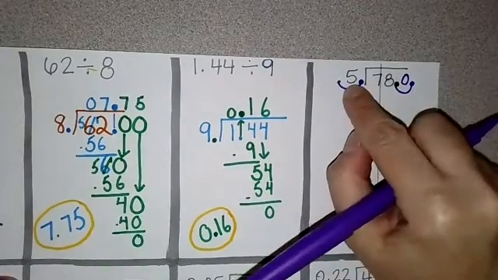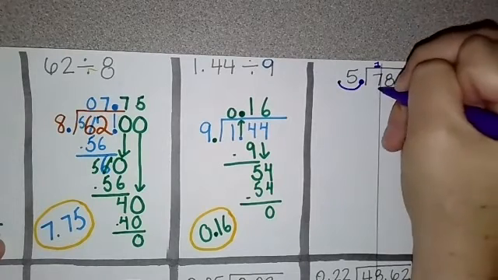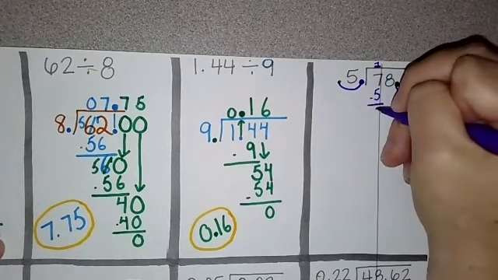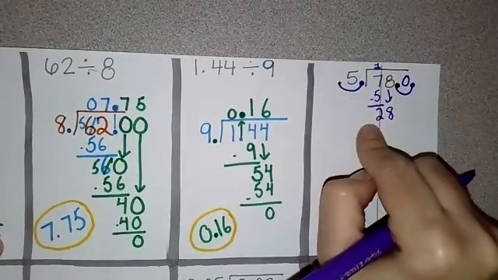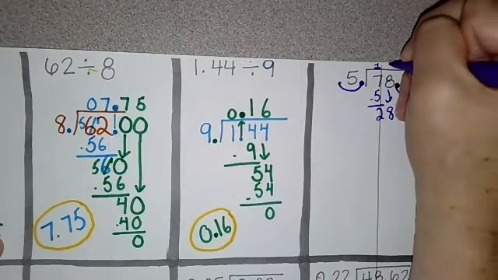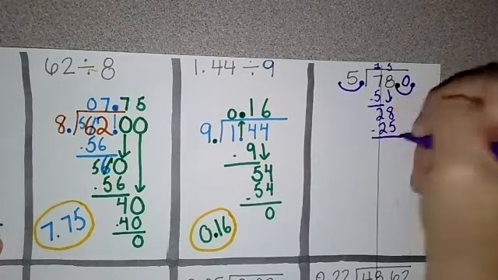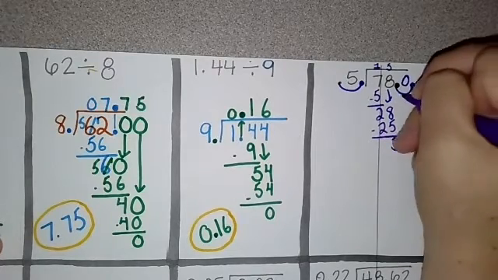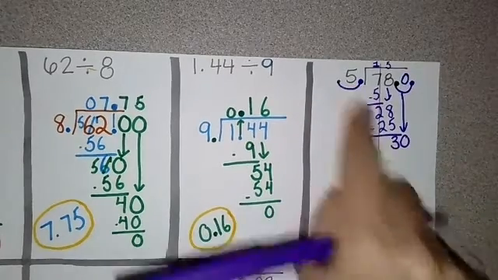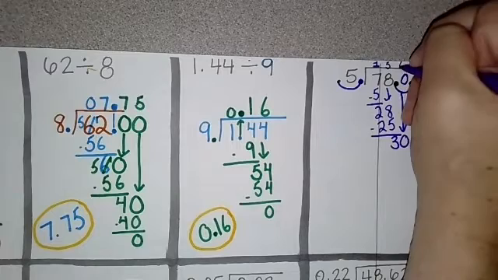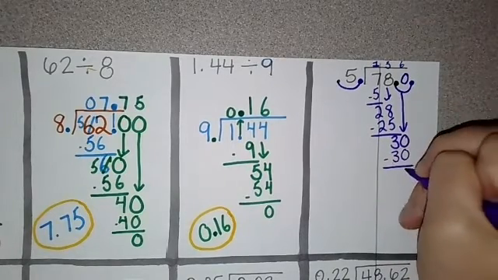Maya, you're up. Maya, how many 5s are in 7? What's 1 times 5? 7 minus 5. Bring down the 8. Maya, how many 5s are in 28? 5 times 5 is? When I subtract, I get a? Bring down the new number, which is? How many 5s are in 30? 6 times 5. When I subtract, I get a 0.